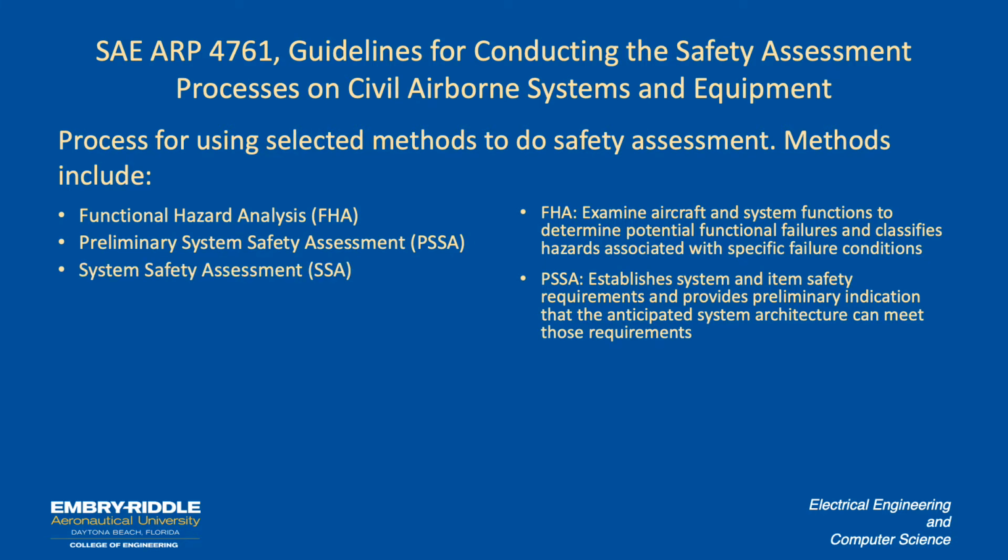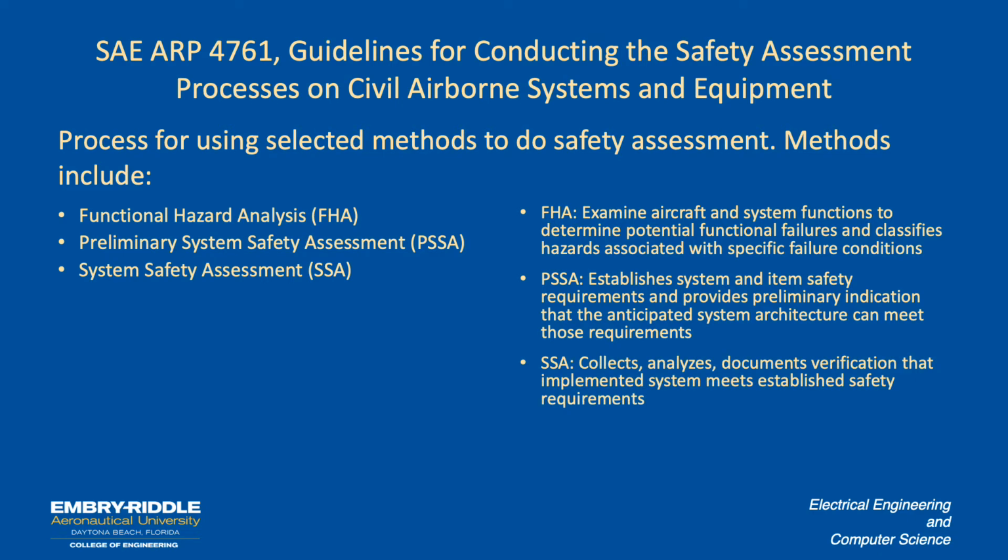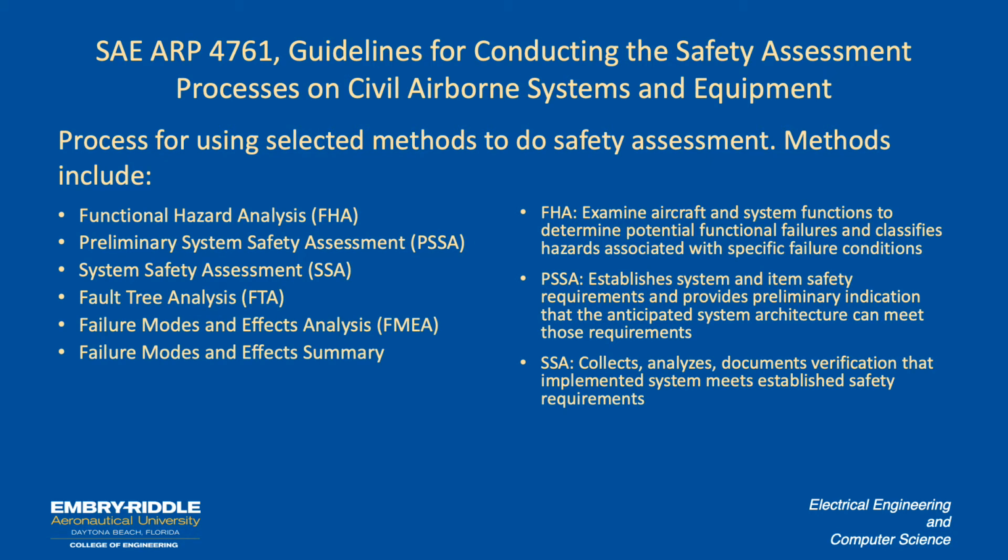So then, as you continue forward, you actually do the system safety assessment. The system safety assessment is when you collect and demonstrate, you verify, that the system meets the established safety requirements. And these can be done through fault tree analysis. We talked about that previously. There's a failure modes and effects analysis. So if this fails in this way, it's going to have this impact. If it fails in this other way, it's going to have a different impact. And you can capture all those in what's called a failure modes and effects summary.